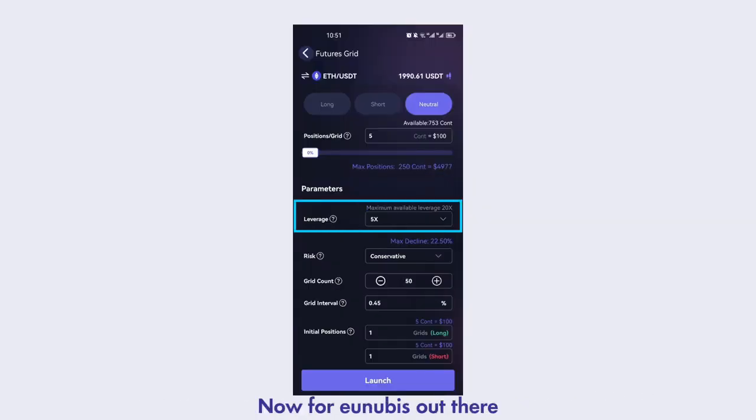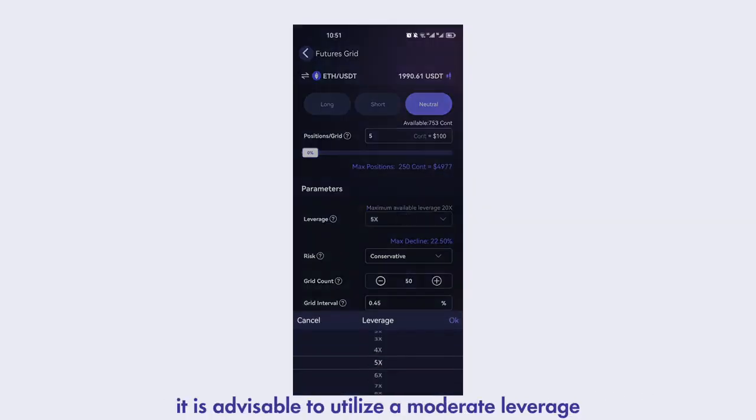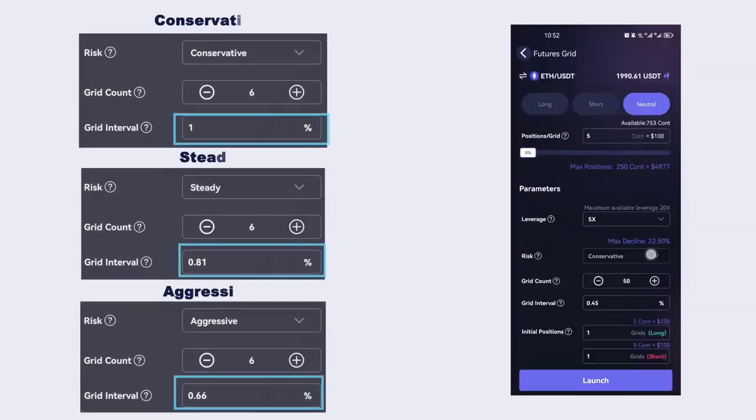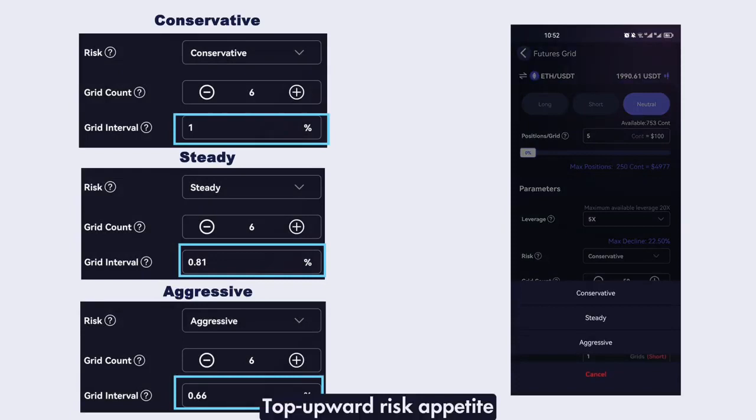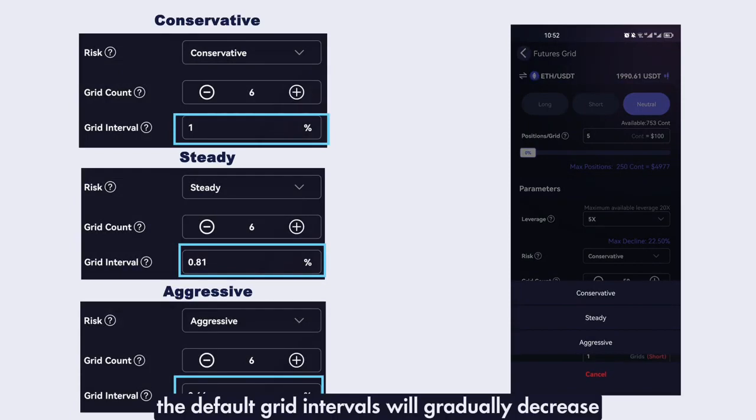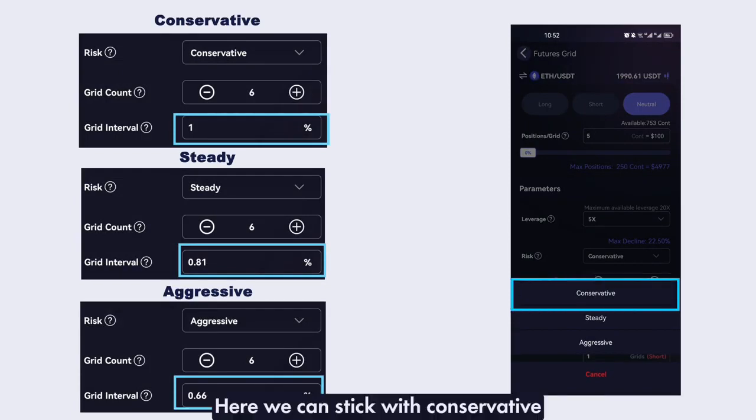Now, for you newbies out there, it is advisable to utilize moderate leverage, such as 5, when engaging in futures trading. As you go up in risk appetite, the default grid intervals will gradually decrease. Here, we can stick with conservative.